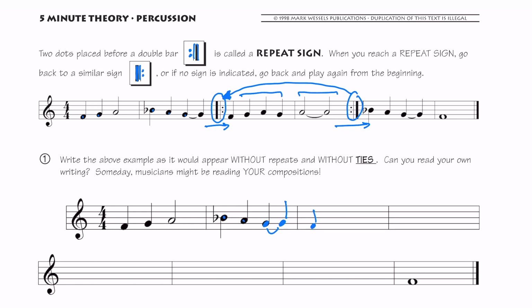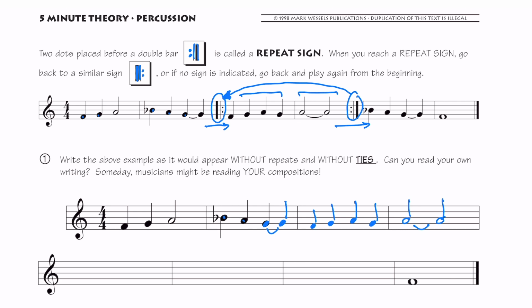F, G, A, G. You're making really nice dots in the stems, and then a half note tied to another half note. Okay, what's another way of writing that measure where two half notes are tied together? We could write a whole note.